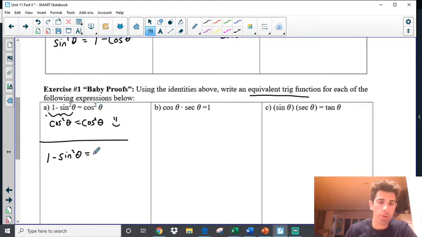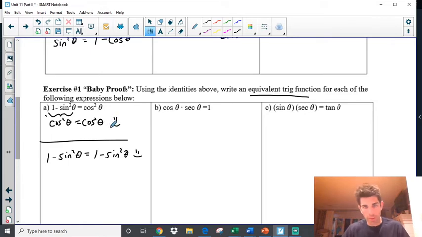You can change cosine squared theta into 1 minus sine squared theta. Okay, it's the same thing. So there's one of your baby things there. This will make more sense to you. Cosine theta times secant theta equals 1. So basically, can we turn this into a 1?